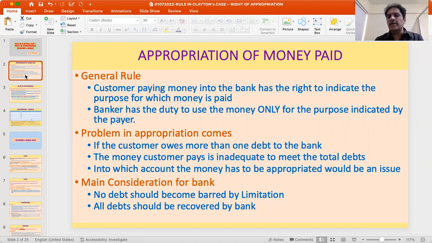Then the main consideration for the bank while dealing with it is that they don't want any debt to be barred by limitation. Imagine the customer says that you pay this amount for the last amount that is due, and you don't appropriate it for the earlier amounts due, then automatically the bank would be worried because the limitation would continue to keep running. And if they don't file a case within the period, then they will be left with no remedy. So from that point of view, their intention is to ensure that any debt that is due from the customer to the bank is not hit by limitation. Then all debt should be recovered by the bank.